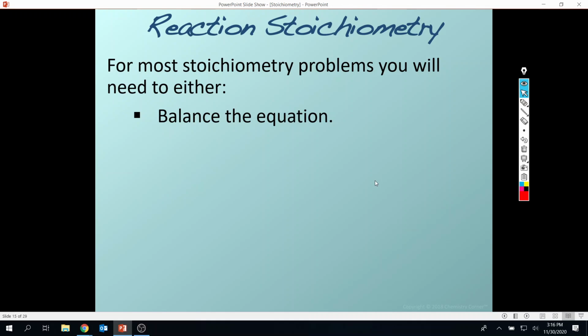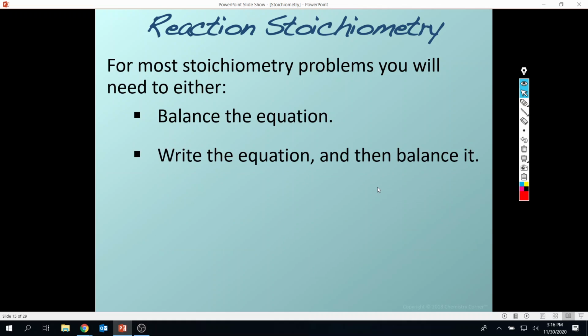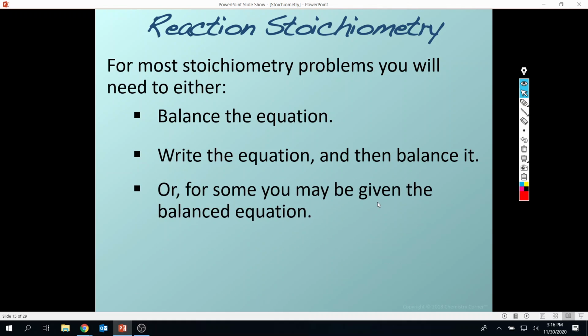First thing you always ought to check is balance the equation. Sometimes you might have to write the equation and then balance it. Other times maybe they give you the balanced equation. Don't trust them. Check it. Okay, you have no idea who they are and where they came from and what they were doing with that equation before they brought it to you. Okay, you always check that balanced equation.